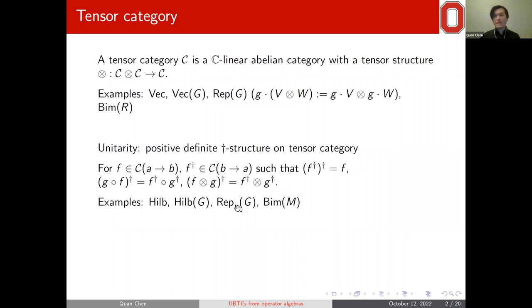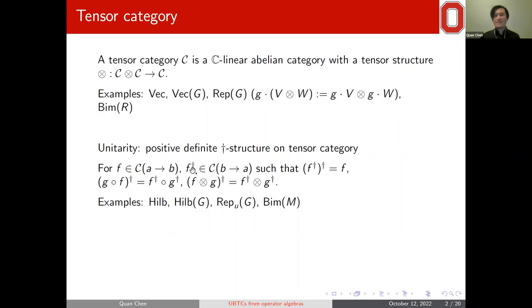And then we have many examples of unitary tensor categories. For example, the category of Hilbert spaces and bounded operators, the G-graded Hilbert spaces, and the unitary representations. And also for an operator algebra M, the M-M bimodules will be a unitary tensor category.